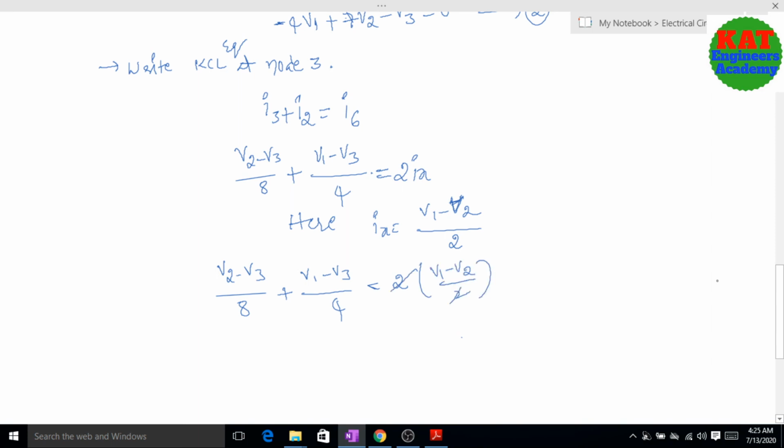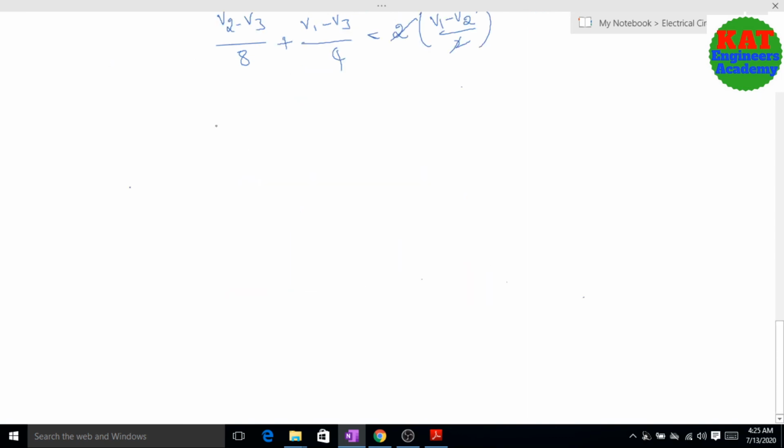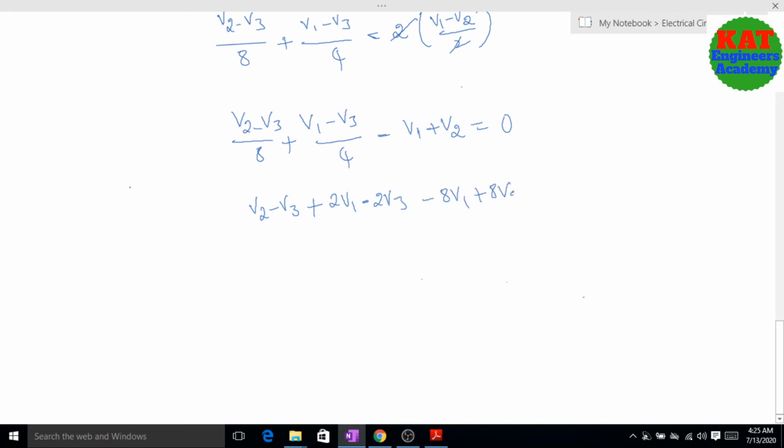So this 2 cancels. Finally write the equation as V2 minus V3 by 8 plus V1 minus V3 by 4 minus V1 plus V2 equal to 0. Now take the LCM. After taking the LCM, we get V2 minus V3 plus 2V1 minus 2V3 minus 8V1 plus 8V2 equal to 0. So finally we get 2V1 minus 8V1, which is minus 6V1.